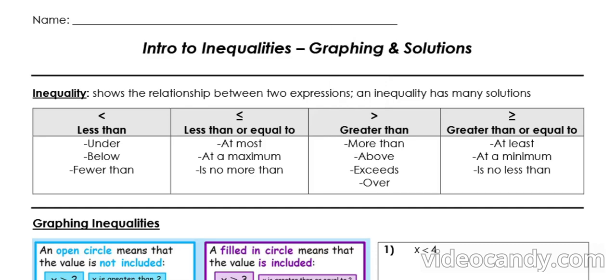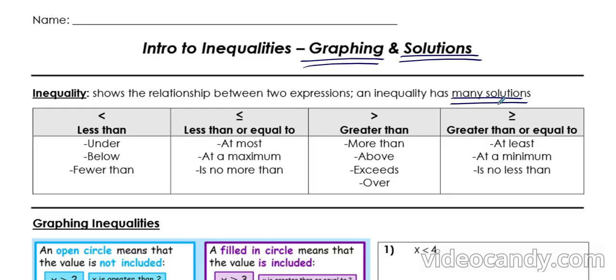Basics of inequalities. We're going to talk about graphing and what it means to be a solution for an inequality. So we just talked about solving equations. An equation has one solution. If x equals 4, that is the solution. An inequality has a bunch of solutions. It has many solutions, actually infinitely many solutions.